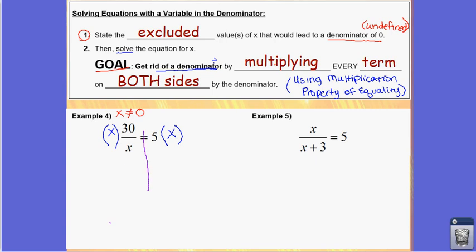So now let's see what we end up with. I would end up with 30x over x equals 5x, which looks a little complicated, but hopefully you remember x divided by x, they reduce to 1. So I really have 30 times 1. So if 30 is equivalent to 5x, we will get the solution that we were anticipating in the beginning. When we divide both sides by 5, we find x is equal to 6. So my solution is 6, which is allowed because it was not excluded in step 1.